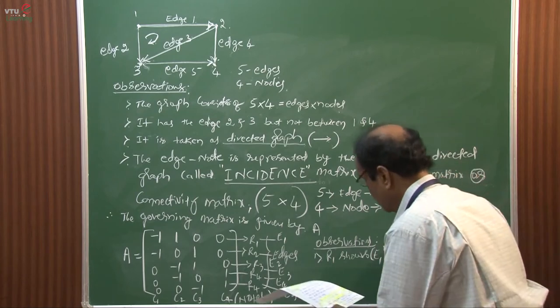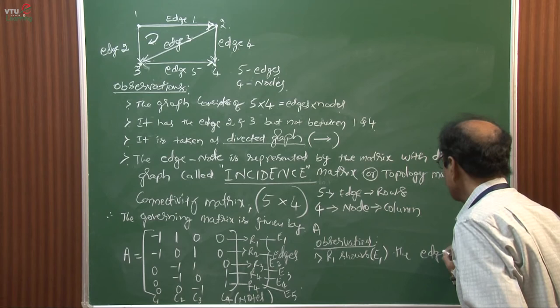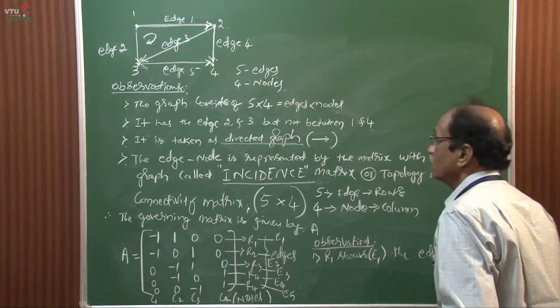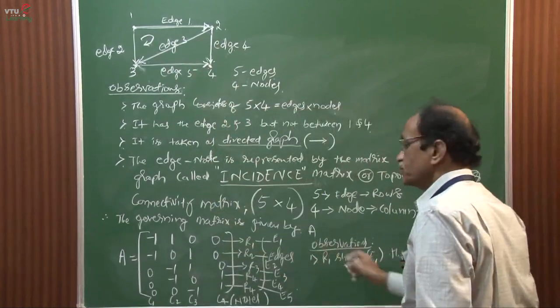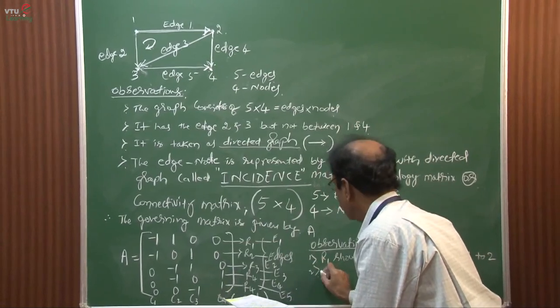That is E1, the edge from 1 to 2. 1 to 2 means from here to here. So, likewise, other observations I will write with respect to the matrix. That is the second observation.